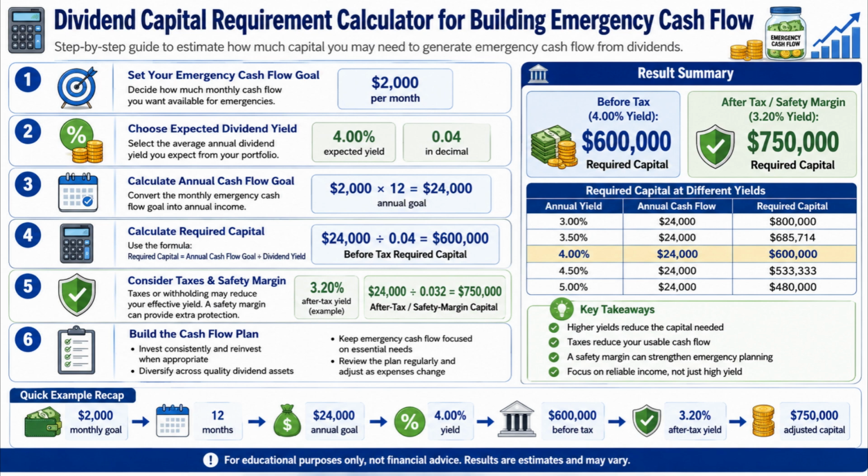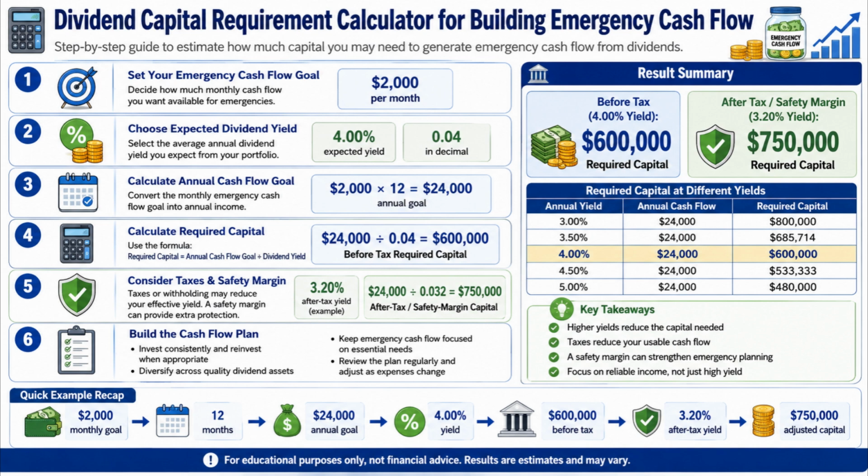After that, convert the monthly emergency cash flow target into an annual cash flow goal. Since the target is $2,000 per month, multiply that amount by 12 months. As a result, the annual cash flow goal becomes $24,000. This yearly amount is what the portfolio needs to produce in dividend income before making any further adjustments.